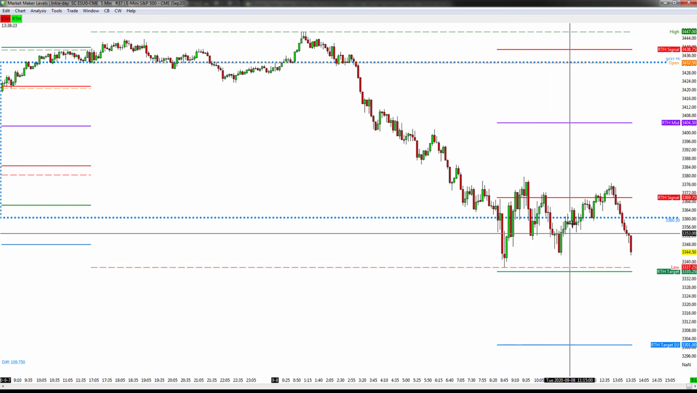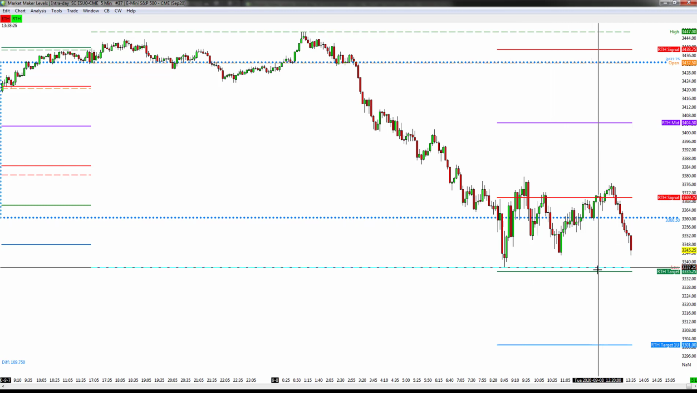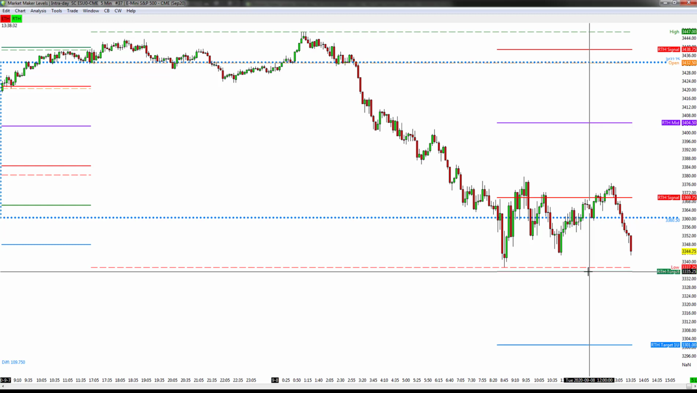So again, market maker levels giving you a very good sense of opportunity here today, and it looks like we're going to try to make a trip after challenging the RTH signal. Looks like we may be making another trip down to test the RTH target as we sit here, so we'll be watching that as well.